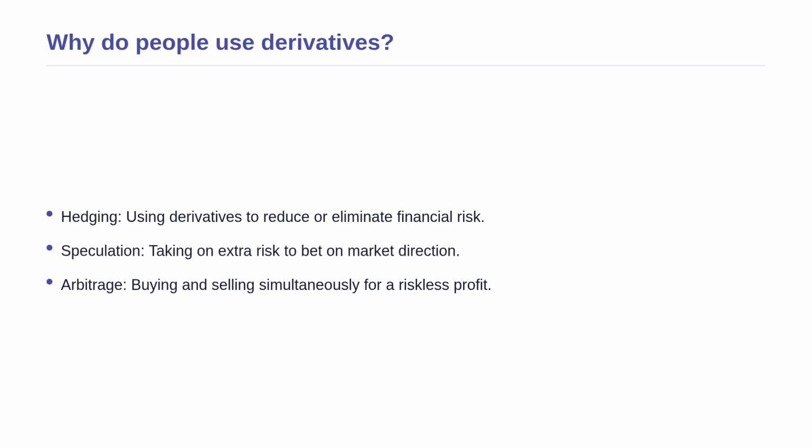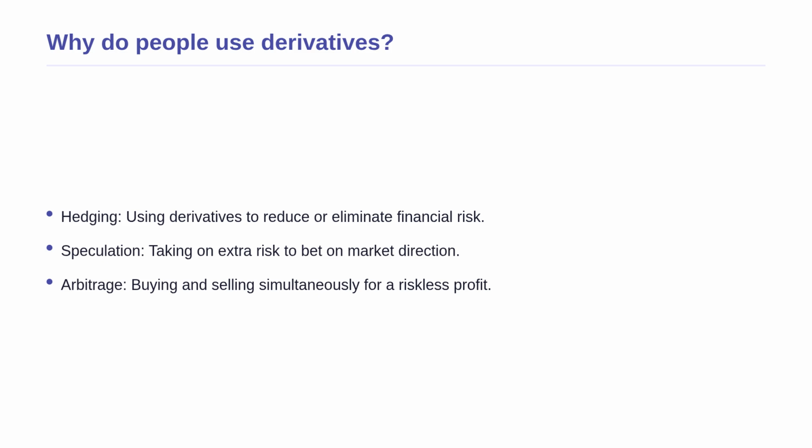The second purpose is speculation, which is the exact opposite. It means taking on extra risk to bet on the direction the market will move, hoping to make a large profit. A speculator is like a sports bettor who has no actual stake in the game but places a wager on who will win. The third purpose is arbitrage. This is the act of simultaneously buying and selling the same asset in different markets to lock in a riskless profit. Much like finding a rare comic book at a garage sale for $1 and immediately selling it to a collector for $10.